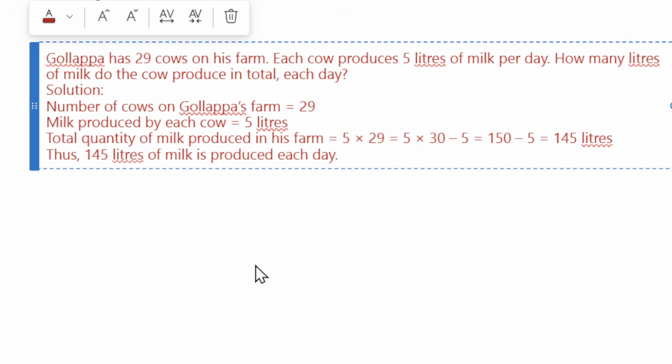Okay, easily you can find it out. On Golappa's farm, how many cows are there? Right, 29 cows. Milk produced by each cow is 5 liters, you can write. Now for the total quantity, you can round this 29 to 30. So 5 into 29 is also equal to 5 into 30 minus 5. So 5 into 30 is 150.